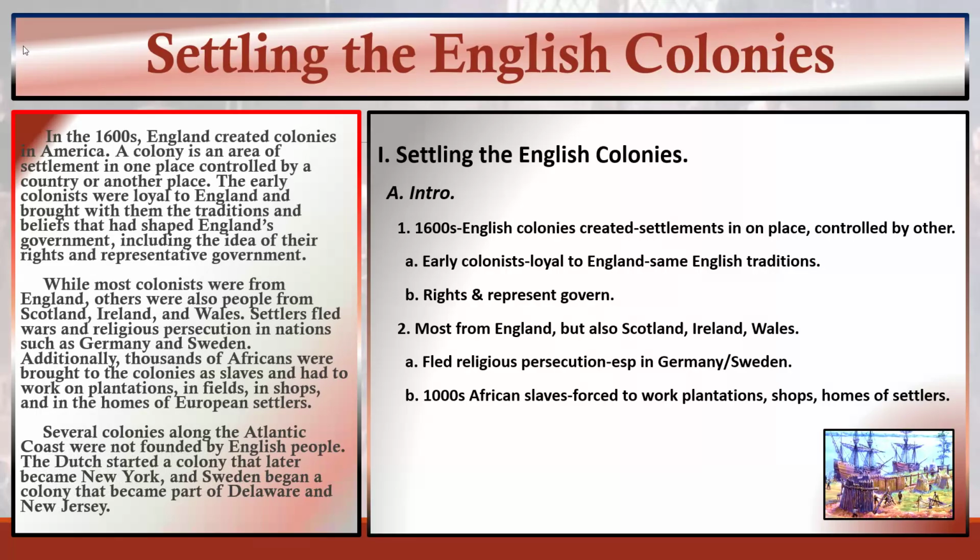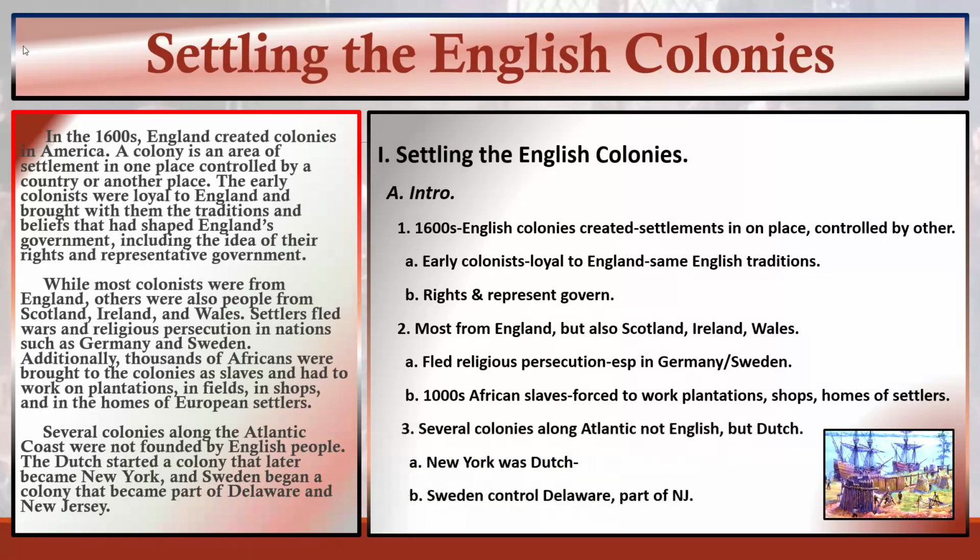Okay, so there's my third paragraph. Let's see what I did. I did say several colonies along the Atlantic. Do I need to say the Atlantic? I don't know. I could have probably skipped that and just said several colonies. Not English, but Dutch and Swedish. Though I do mention New York was Dutch. I do mention Sweden, control of Delaware, part of New Jersey.